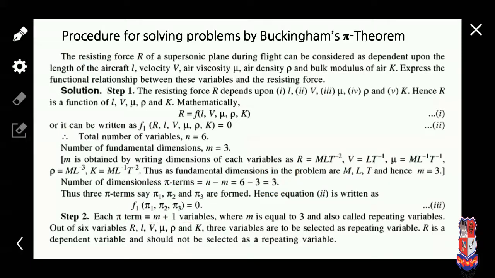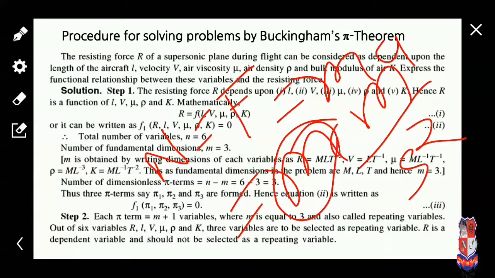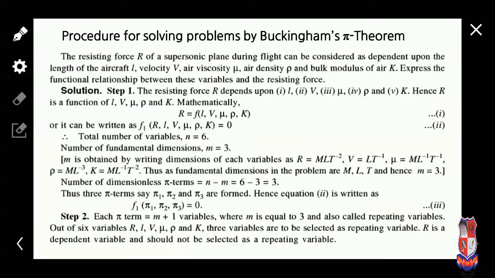Now we have to find the MLT form of all the variables. First of all, the resisting force. We know the unit of force is the Newton. Force is mass into acceleration, so kg into meter per second square. So its MLT form is M L T to the power minus 2. Now velocity: we know the unit is meter per second, so its form is L T to the power minus 1.